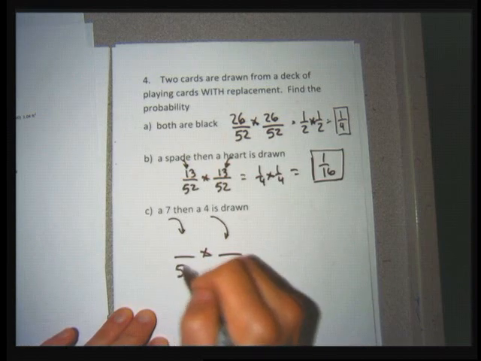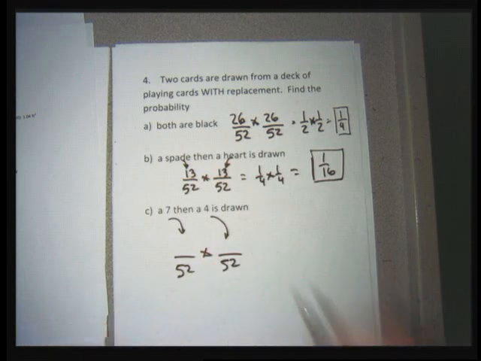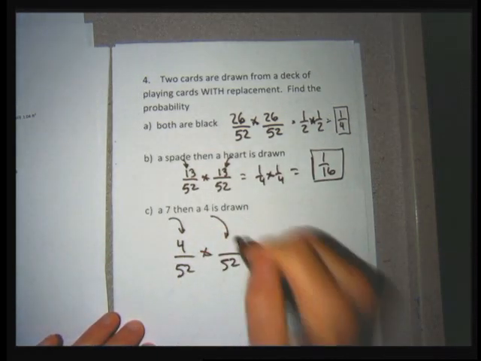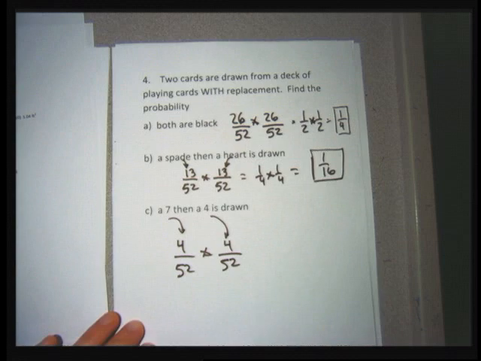C again is going to have 2 fractions that have 52 in the denominator because I'm putting the card back. Each time I pick a card, there's 52 cards to choose from. The first card needs to be a 7. There's 4 7s in the deck of cards. Second card needs to be a 4. There's 4 4s in a deck of cards.